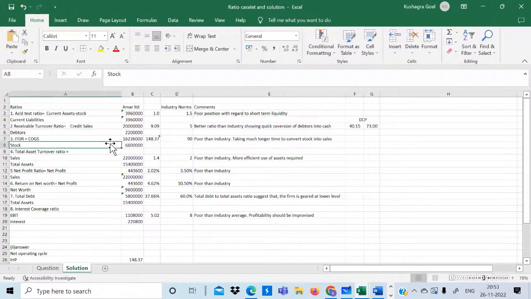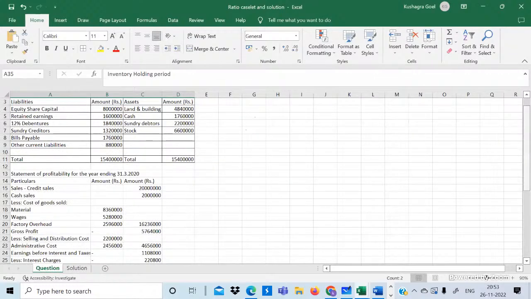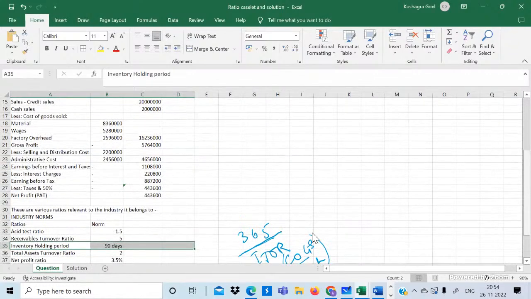Any doubt with inventory turnover ratio? Anyone? Okay. And let's look at the next one. Next one is I need to calculate the total asset turnover ratio. So total asset turnover ratio for the peers is 2. How do you calculate? Okay, I got a question.